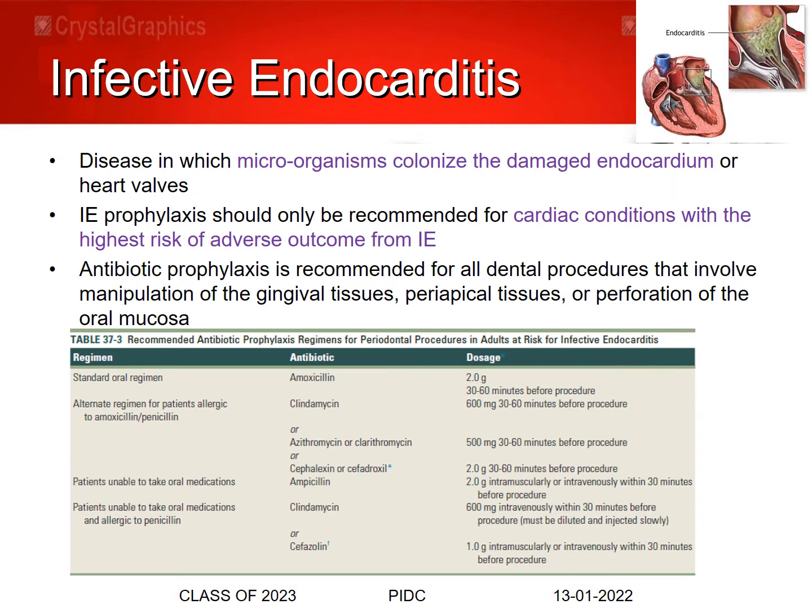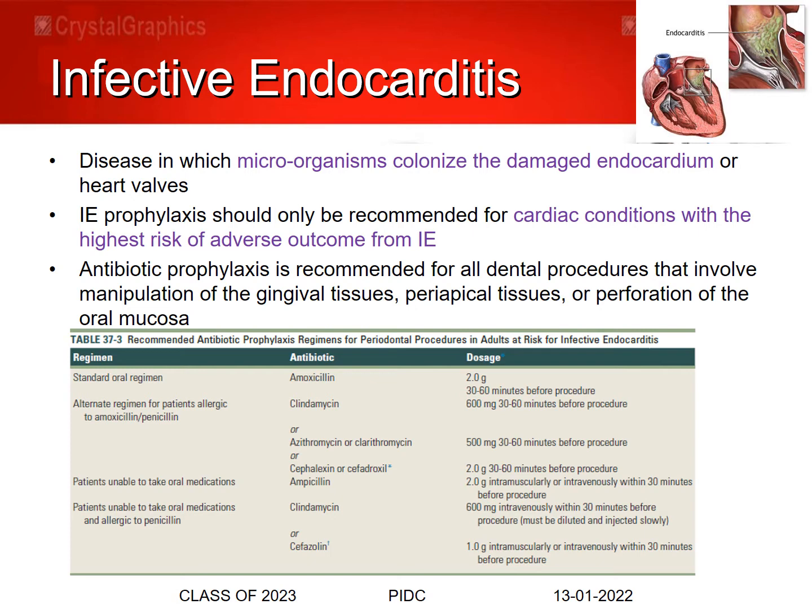You would have read a lot about antibiotic prophylaxis for this. It is a disease in which microorganisms colonize a damaged endocardium or heart valves, and that results in endocarditis. That is, the endocardium gets inflamed. Infective endocarditis prophylaxis should only be recommended for cardiac conditions with highest risk of adverse outcome from any of the dental procedures. Antibiotic prophylaxis is recommended for all dental procedures that involve manipulation of the gingival tissues, periapical tissues, and perforation of the oral mucosa in an infective endocarditis patient.